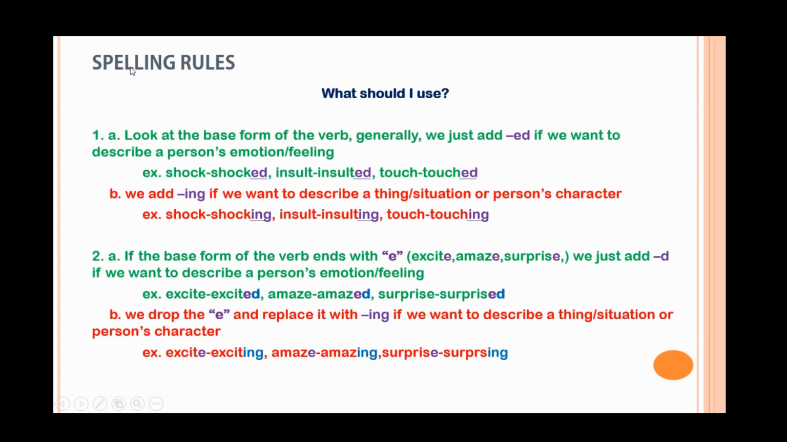Now let's talk about the spelling rules. What should I use? Well, spelling rule number 1, always look at the base form of the verb. Generally, we just add ed if we want to describe a person's emotion or feeling. So shock becomes shocked. Insult becomes insulted. Touch becomes touched.